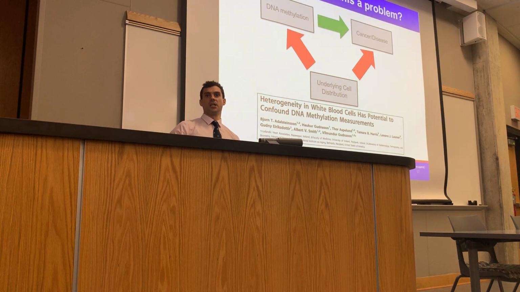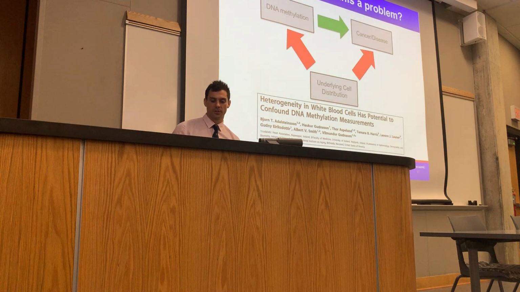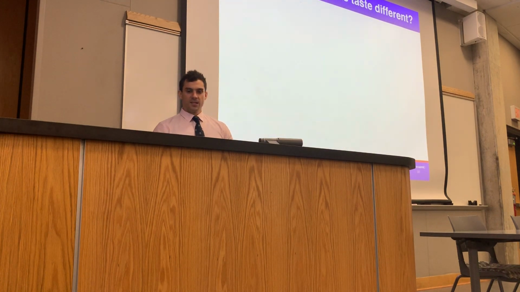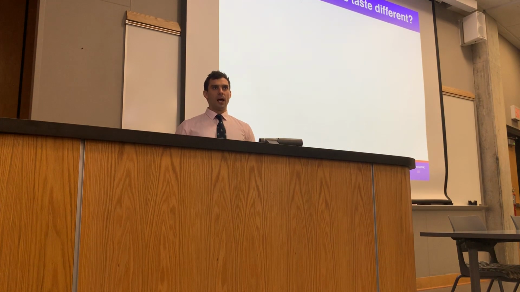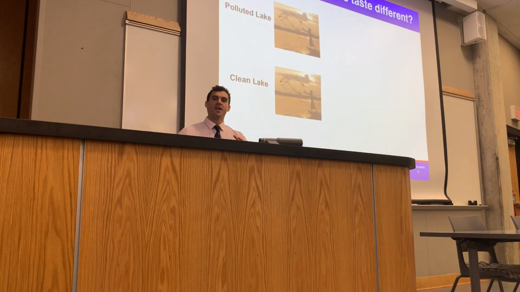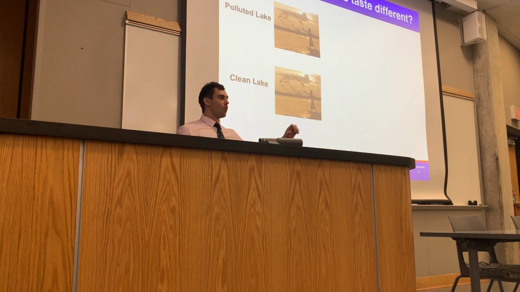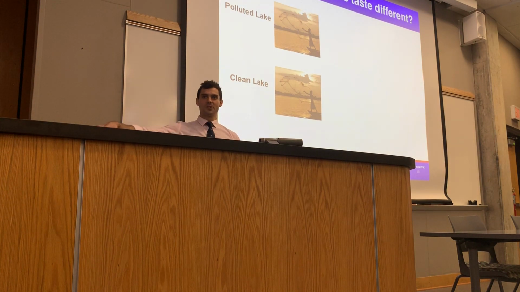So we have a confounder here, which is cell distribution. That can mess up our analyses, and we want to be able to correct for that. So let me give you an analogy to help make this a little bit more clearer. Imagine that I'm a fisherman, and I've got two lakes. One of them's polluted and one of them's clean.